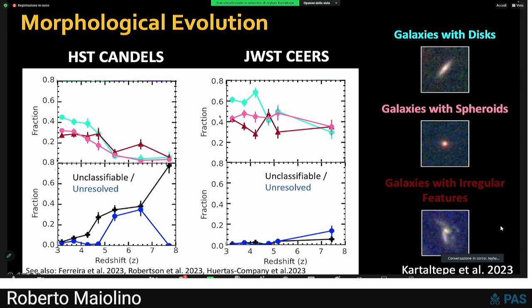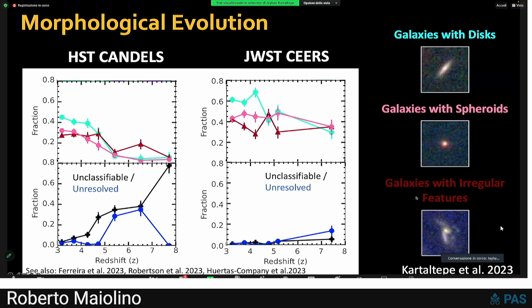And we see a large fraction of galaxies that have disks across all redshifts, something like 60% up to about a redshift of 5. Then this drops, but it only drops to about 30% or so at the highest redshifts that we can probe. Galaxies with spheroids seem to be roughly constant over this time period, right? So a substantial fraction of galaxies already have a spheroid or a bulge component, even beyond redshift 7. And then we see irregular features across the board.